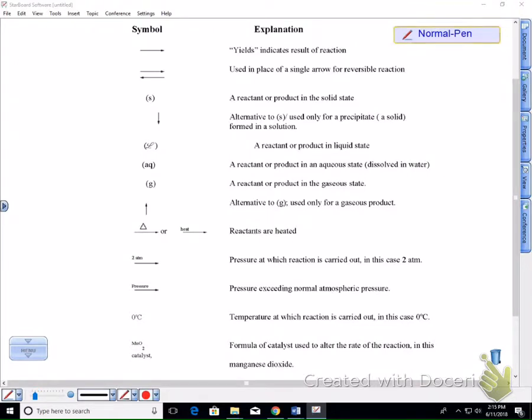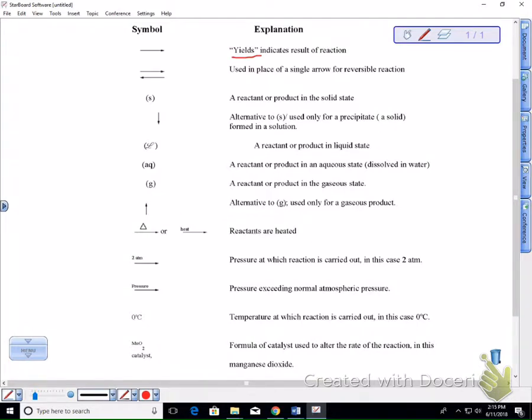The first one is the yield sign. This will be in every reaction that you ever write, and what it means is just to turn from reactants into products. So the arrow points toward the products because that is the new part. That's what the chemical change is going to show you.